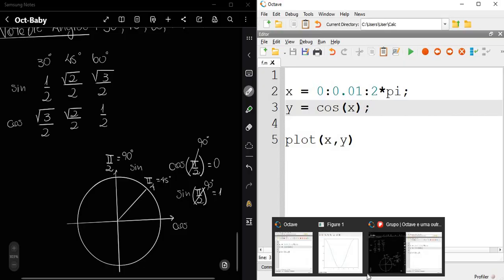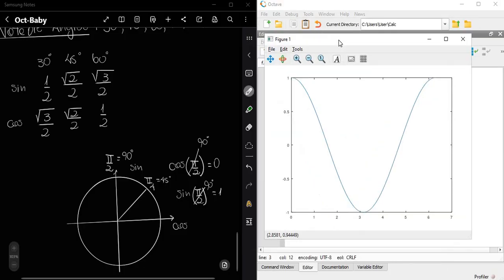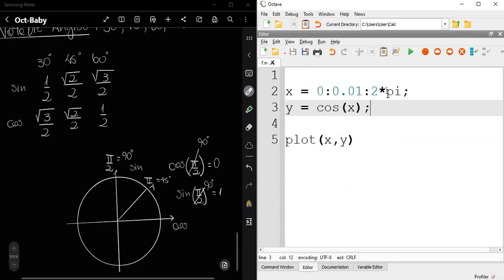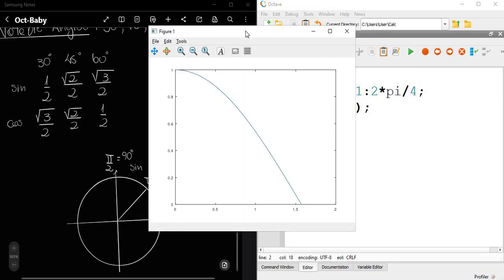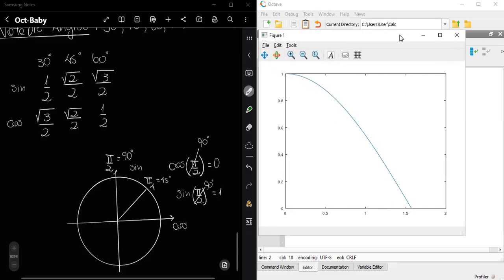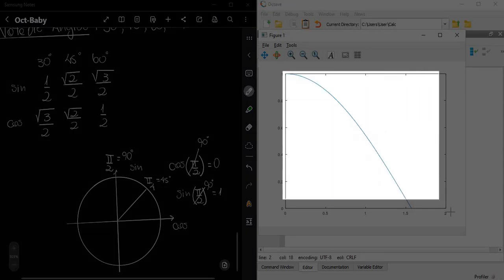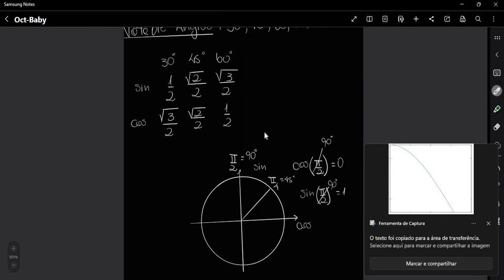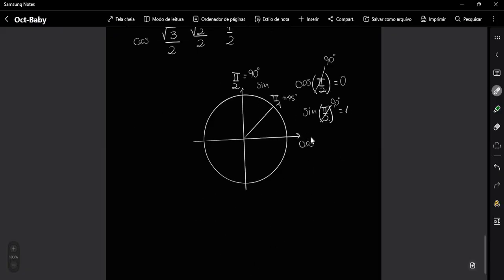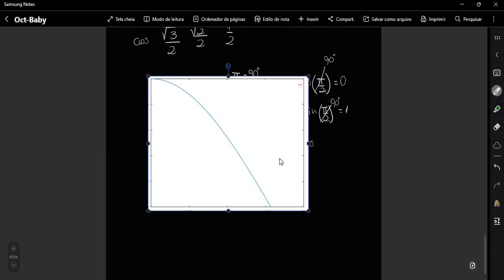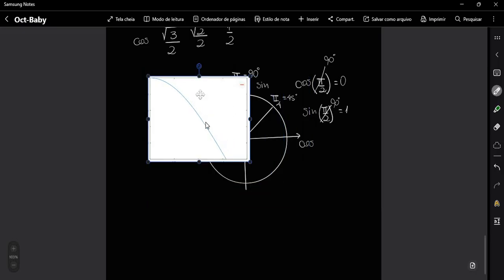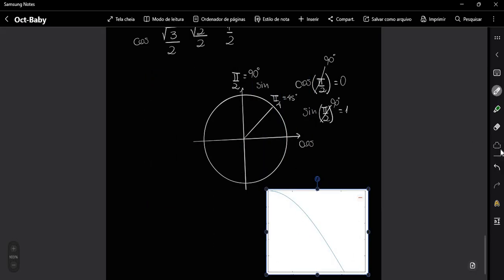So that's it. We have done it. Okay, let me see now if I do this over 4. Okay, it works. Let me take a print of this. And this is the 45 degree angle.